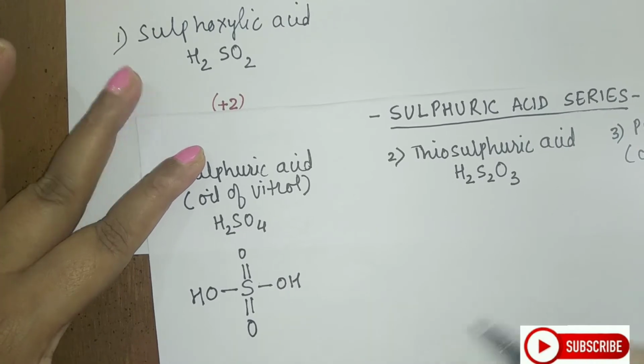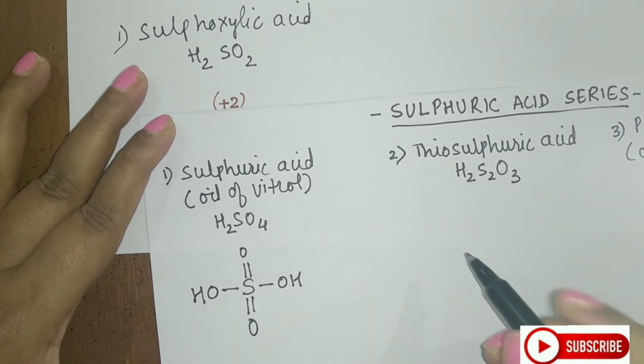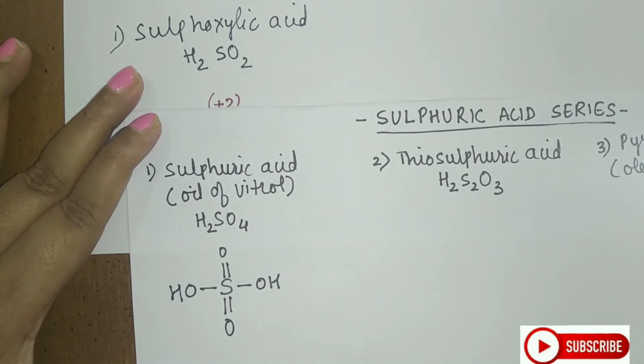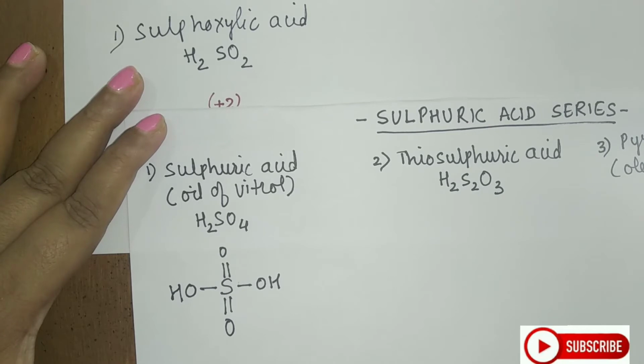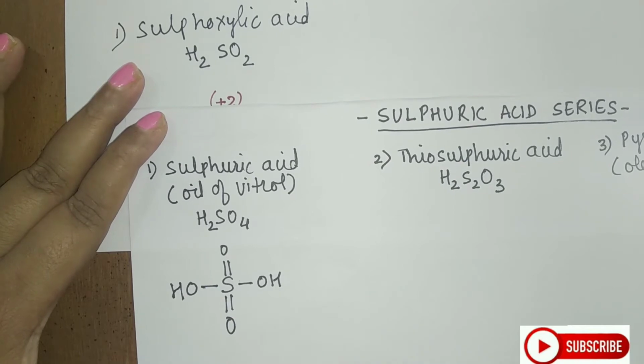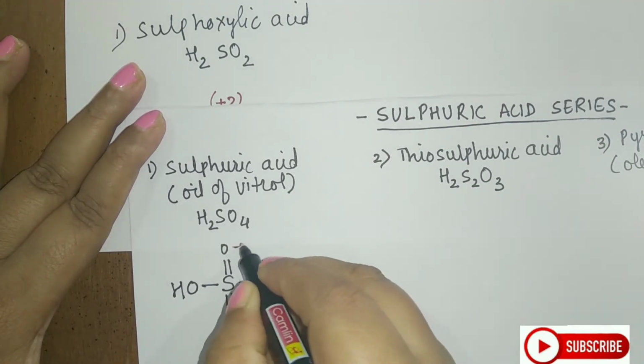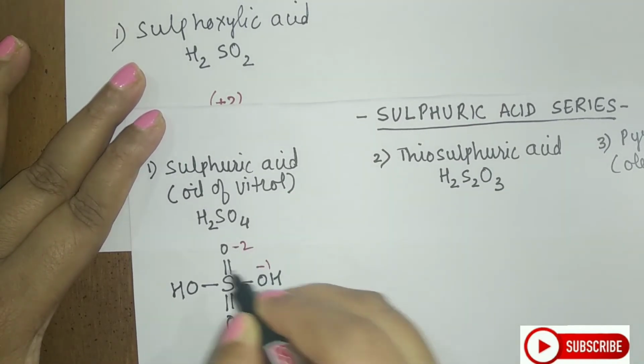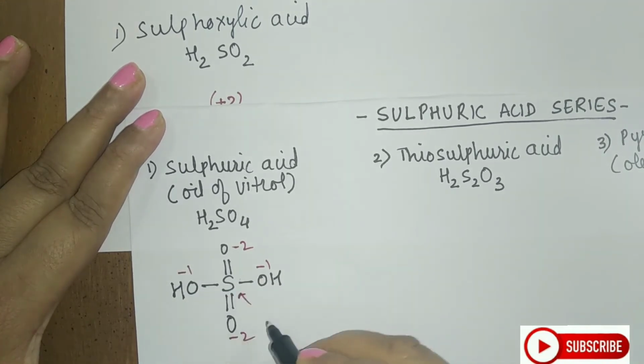So students, this is the structure for sulfuric acid, which is also called oil of vitriol. It is the viscous acid which has the ability to form hydrogen bonding, and therefore this is the strongest, or you can say king of chemicals. Let us assign the oxidation numbers. Here it will be -2, -2, -1, -1. Here sulfur exhibits +6 oxidation state.